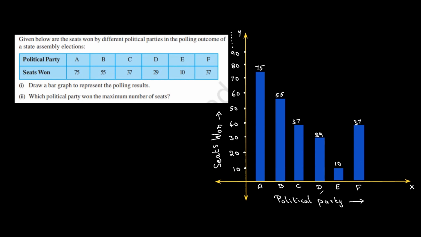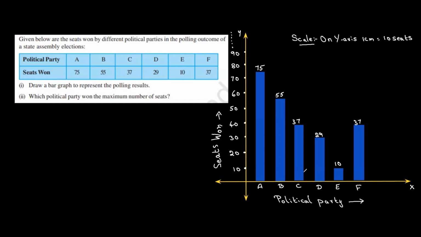So we mentioned political parties on the x-axis and number of seats won on the y-axis. After finishing all this, don't forget to write the scale at the top right corner. Here we need the scale only for the y-axis because we are taking numbers only on that. So on the y-axis, according to our consideration, 1 centimeter is equal to 10 seats.